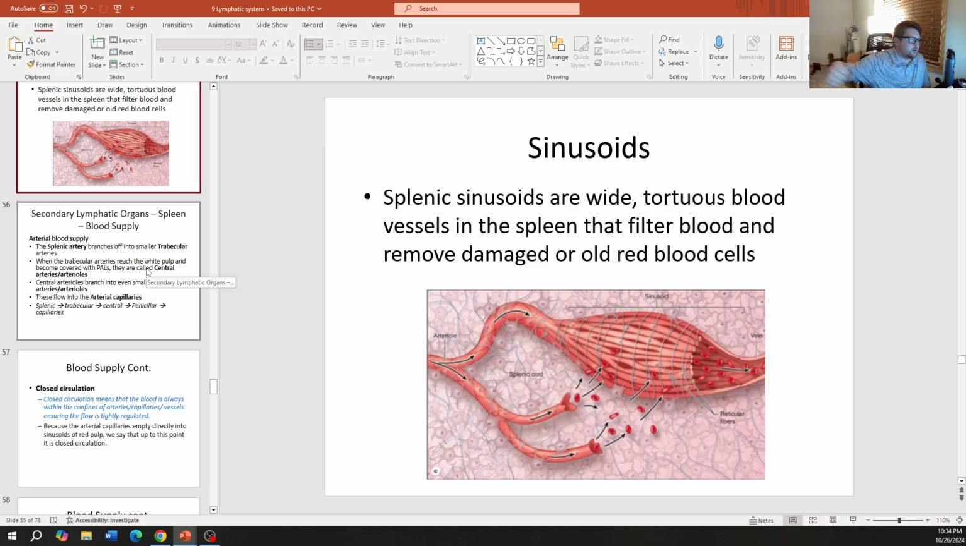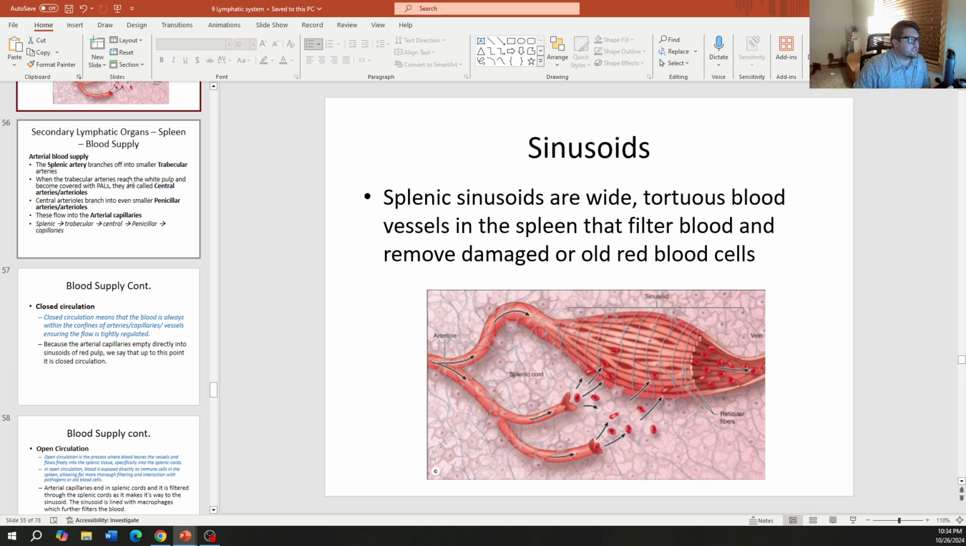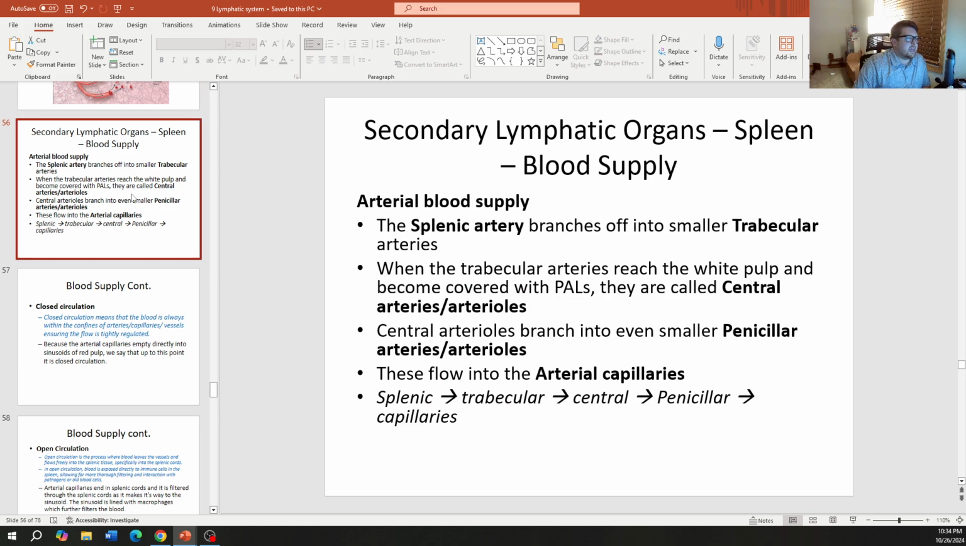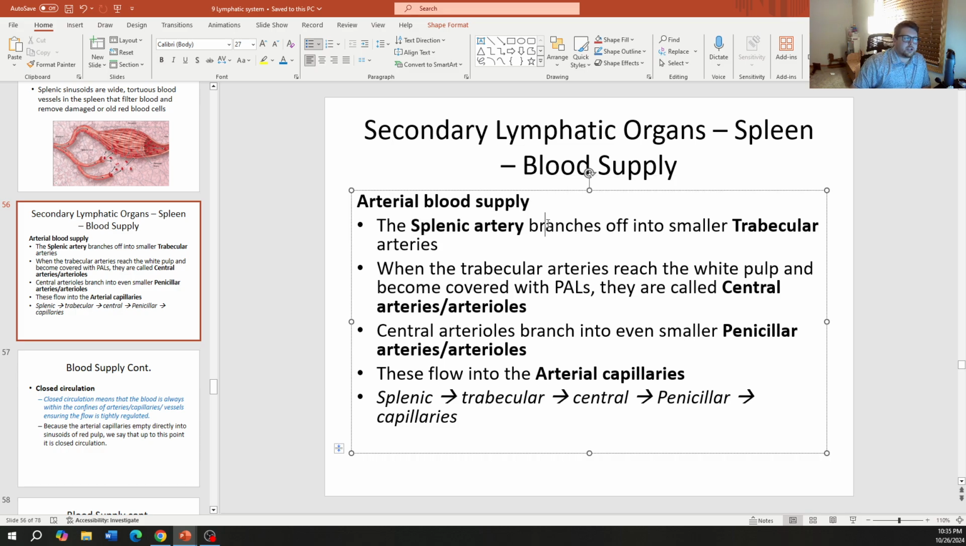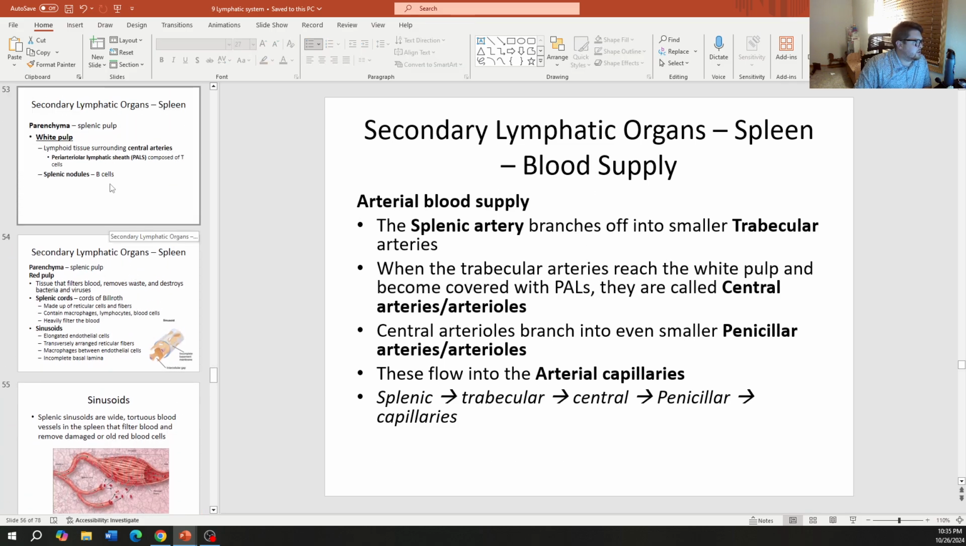And we're going to walk through the more important part of the spleen, I should say the more confusing part, which is the actual blood flow itself. So let's talk about blood going into the spleen. From the beginning, we have a splenic artery, which goes into the spleen and then branches off into a bunch of smaller arteries called trabecular arteries. When these trabecular arteries reach the white pulp and become covered with PALs, those periarteriolar lymphatic sheaths made up of T cells, they are then called central arteries or arterioles. It's used interchangeably.